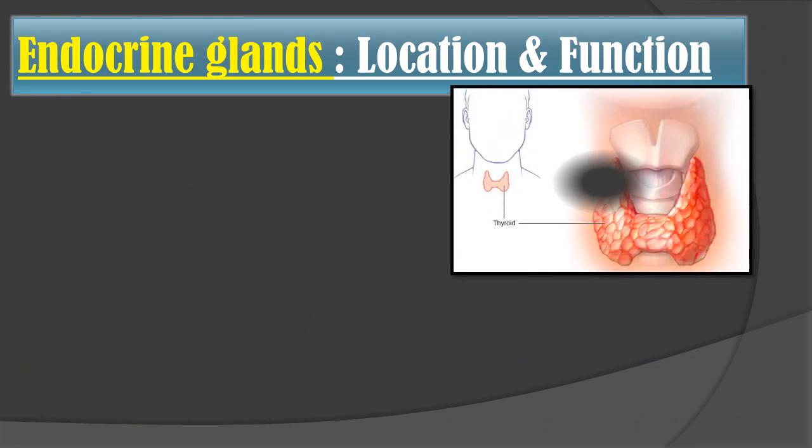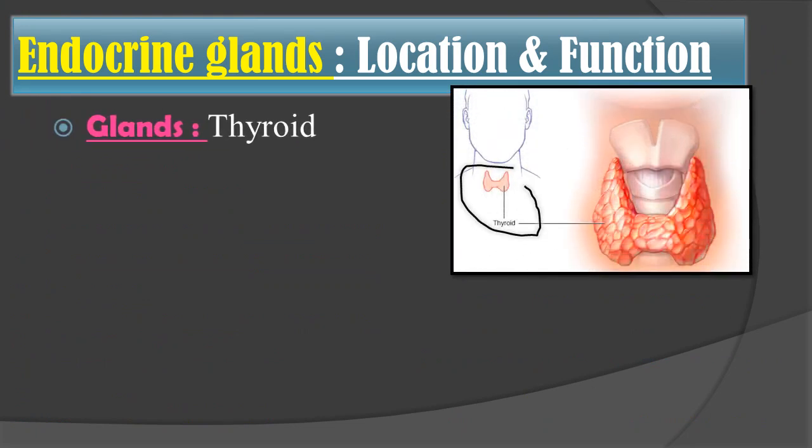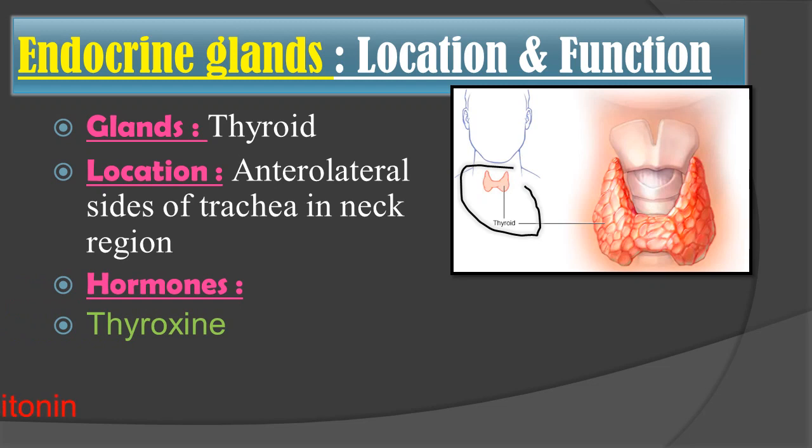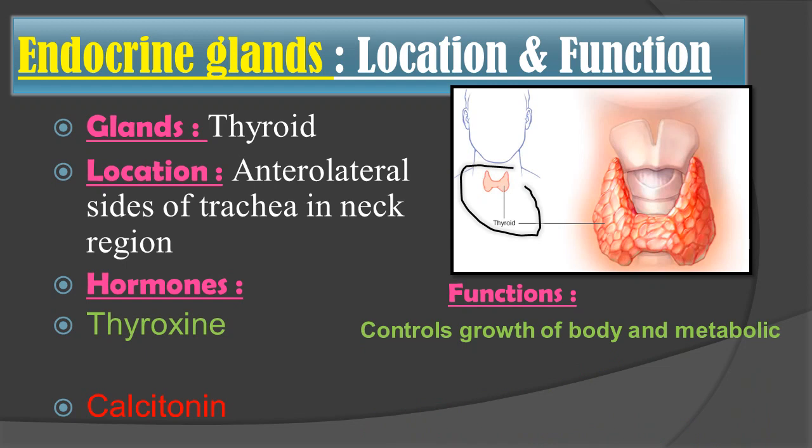Now our next gland is what? Alright, so this is thyroid gland, and location, it is present on the anterolateral sides of the trachea in the neck. Trachea means the windpipe. And hormones secreted by these thyroid glands are thyroxine, and second one is calcitonin. Now function of these hormones: they control growth of body and metabolic activities, and second function is controls calcium metabolism and calcium level in blood.